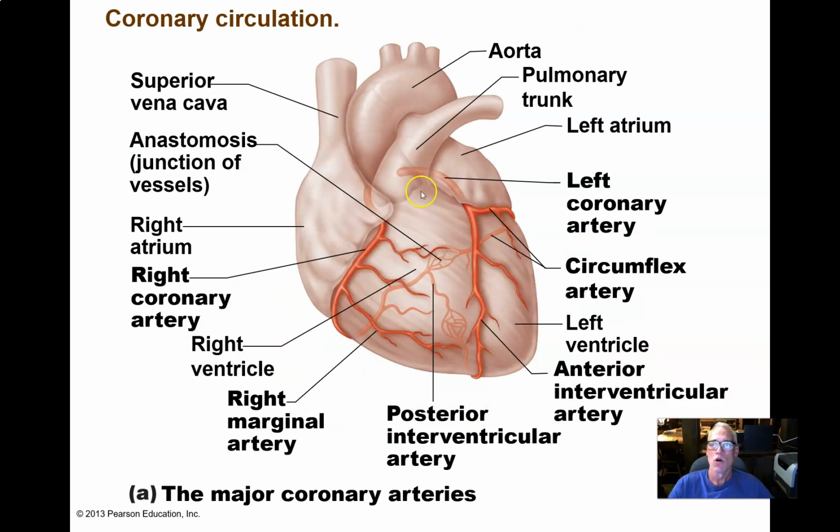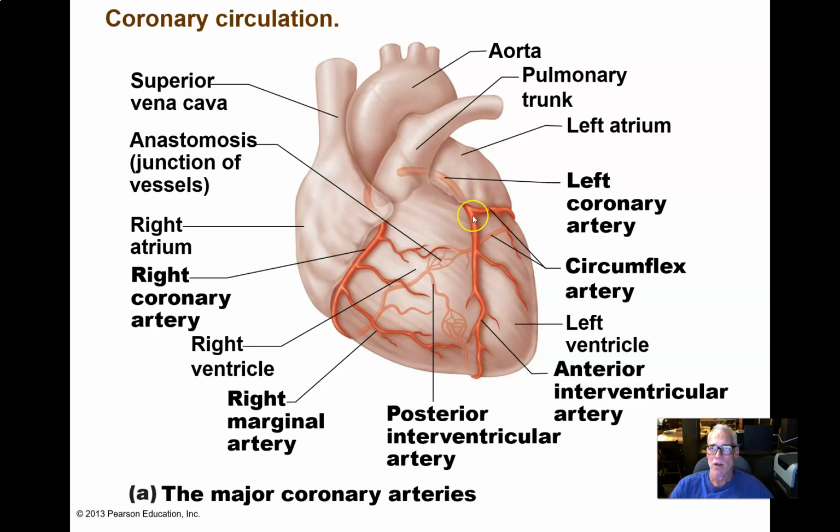Let's take a look at the coronary arteries. Very important because of their importance in cardiovascular disease. Coronary artery disease is a major problem in middle-aged people, especially men in our society. So right after the aorta emerges from the left ventricle of the heart, immediately two arteries branch off from the aorta, the left coronary artery and the right coronary artery.